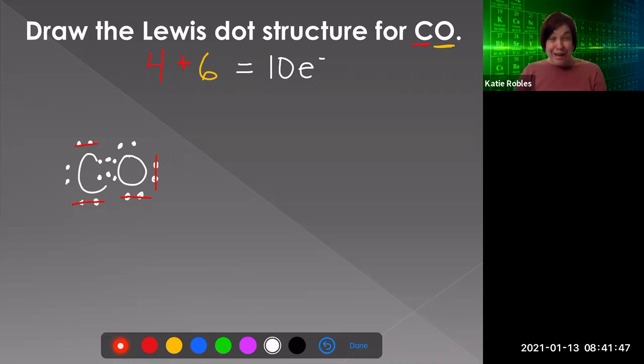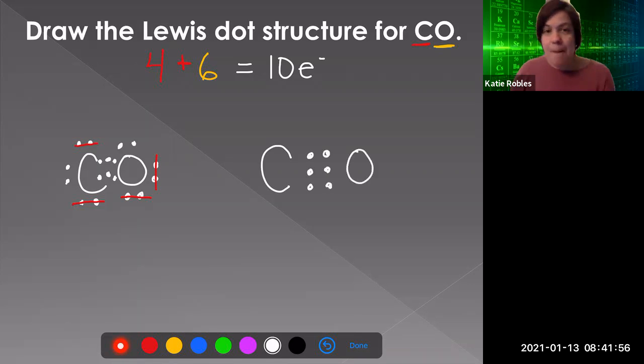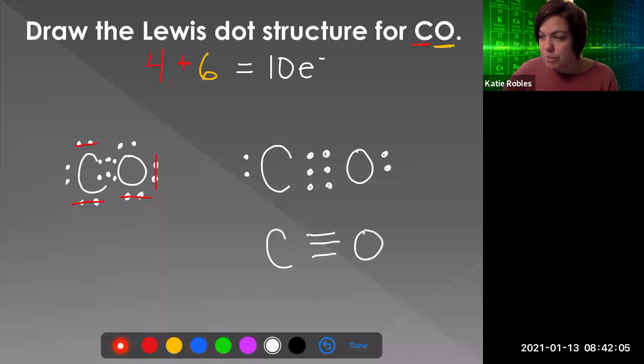Now, that looks really ugly, so I'm going to rewrite it, and I'm going to say that they're sharing these 3 pairs of electrons, and then they each have a lone pair there. In other words, it's a C triple bonded to an O. That's the Lewis dot structure for carbon monoxide.